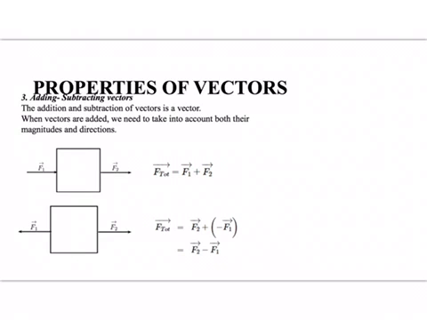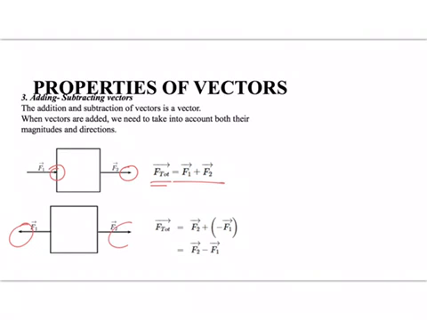Adding and subtracting vectors. The addition and subtraction of vectors is also a vector. When vectors are added, we need to take into account both their magnitudes and direction. If they have the same direction, we sum the magnitudes of the vectors, and the sum of the vectors will be in the same direction as the previous ones.